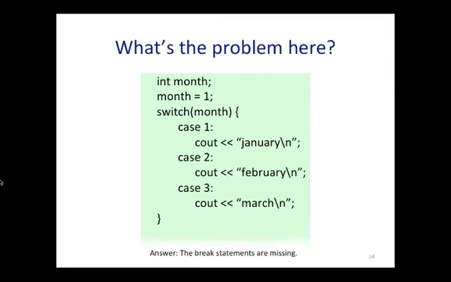Finally, if you look at this one, you'll notice that we're missing break statements. Okay, by missing break statements, what happens is that with the month being 1, our output is actually going to be January, February, and March, which isn't what we want. We just want it to print January. That's what the break statement does, is it forces execution to jump to the end of the switch statement. Not to the default, but to after the switch statement.